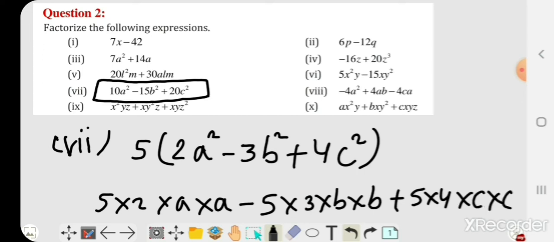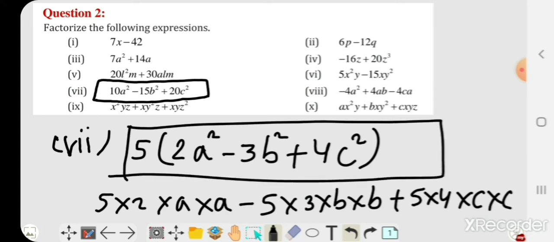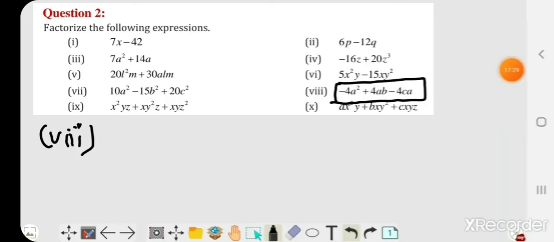After this you can take 5 common, and the remaining thing will be visible like this. So this is part 7. Now part 8. It is minus 4a square plus 4ab minus 4ca. So you can see in each and every term there is 4 and a as well. So can we take 4 as common?